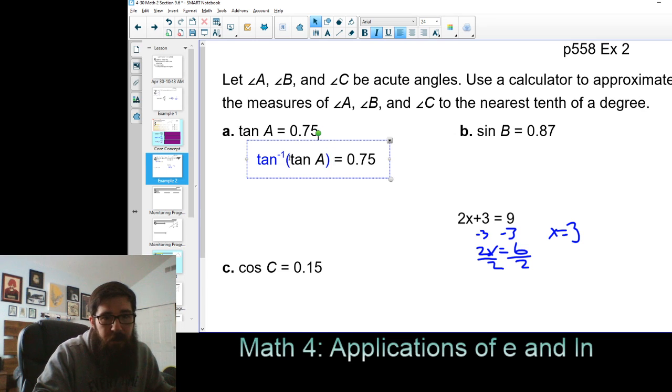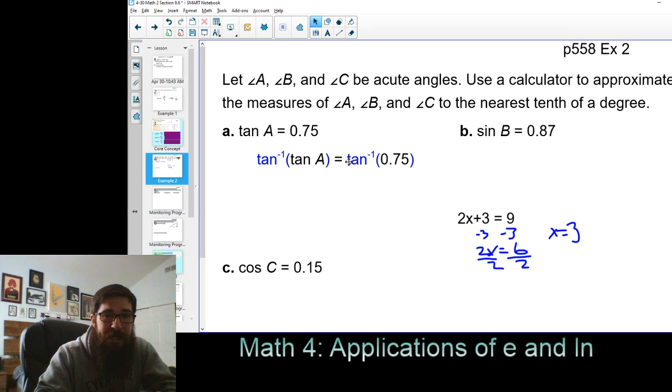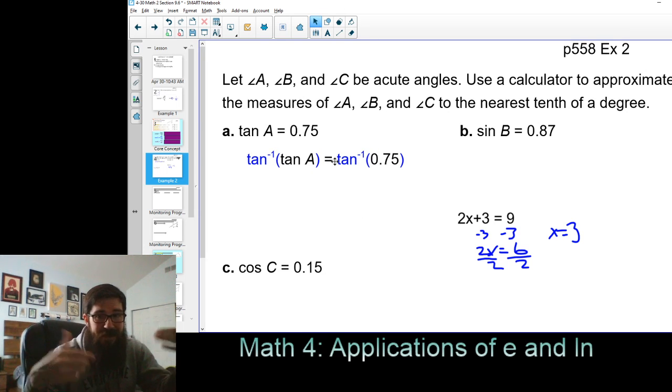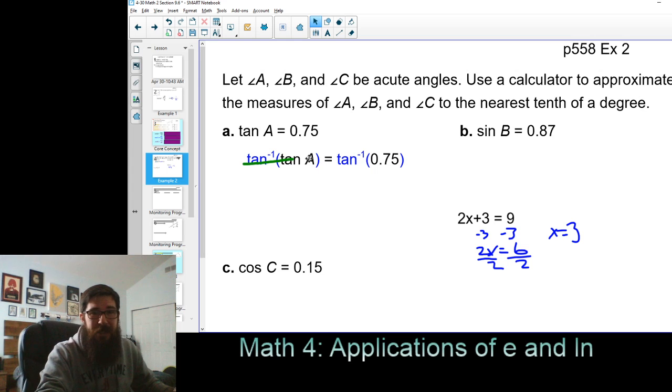So what I'm doing here is both sides, my left and right side, are exactly the same. They're worth the same amount because that's what the equal sign means. What I'm instead now doing is I'm taking the inverse tangent of both sides. That same idea of what you do to one side, you match it to the other. If I take the inverse tangent of tangent, what's going to happen? Those pieces are going to cancel. So what do I really need from this point?